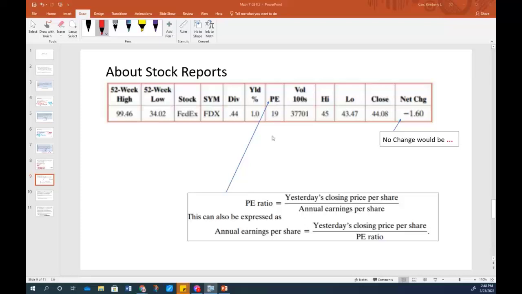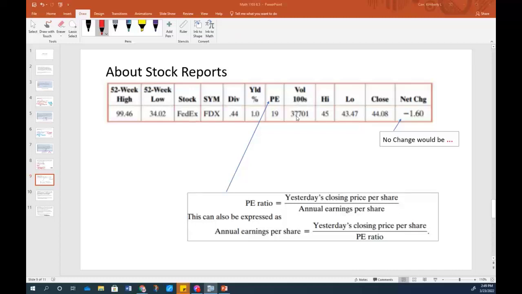Now, PE, I have a little extra box here about PE. There's some other things that go on, so we're going to come back to this one. First of all, let's just skip over PE for a minute and look at this next one. The VOL hundreds stands for the sales volume in the hundreds. That is not over a year. This just refers to yesterday. So how much of this stock was sold yesterday?